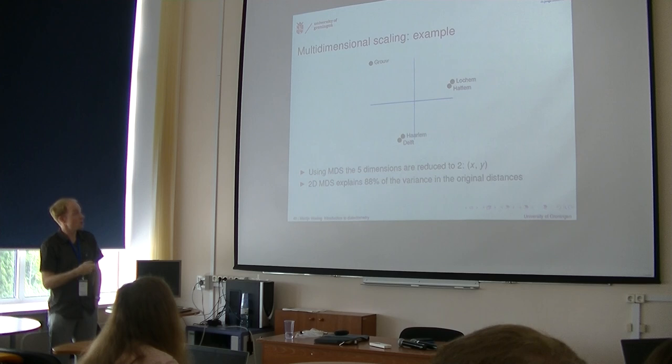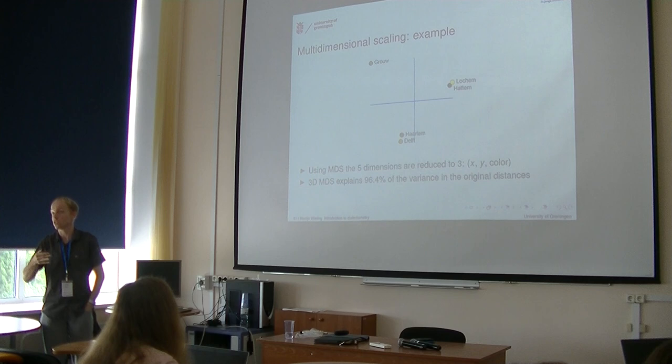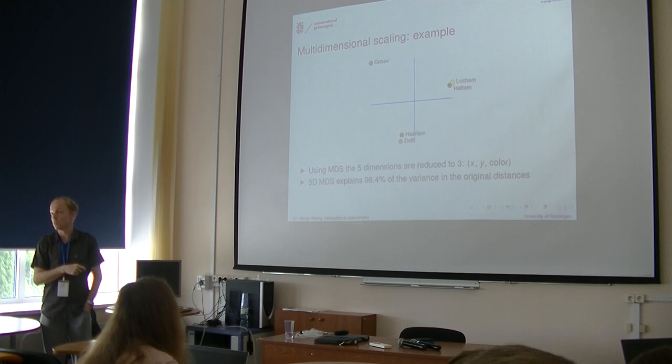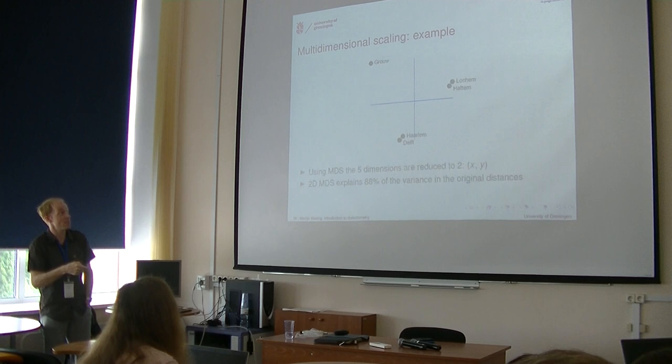I can also do three dimensions by adding a color. Now you have a color as well, just how orange it is. If I divide it into three dimensions, x, y, and color, then I already have 96.4% of my data. So almost my original data is reflected in this graph. And that's very nice, I think.